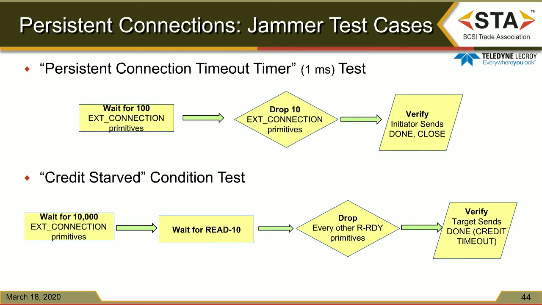Credit starved flow control testing should be part of the plan, right? Because you could go hours, or even days without a close in this kind of a configuration. So a credit starved test might start by making sure you're in the extend mode and then doing multiple small block IOs. After some interval, start dropping every other R_RDY from the initiator side. The target should eventually issue a DONE credit timeout. That would be the proper behavior.